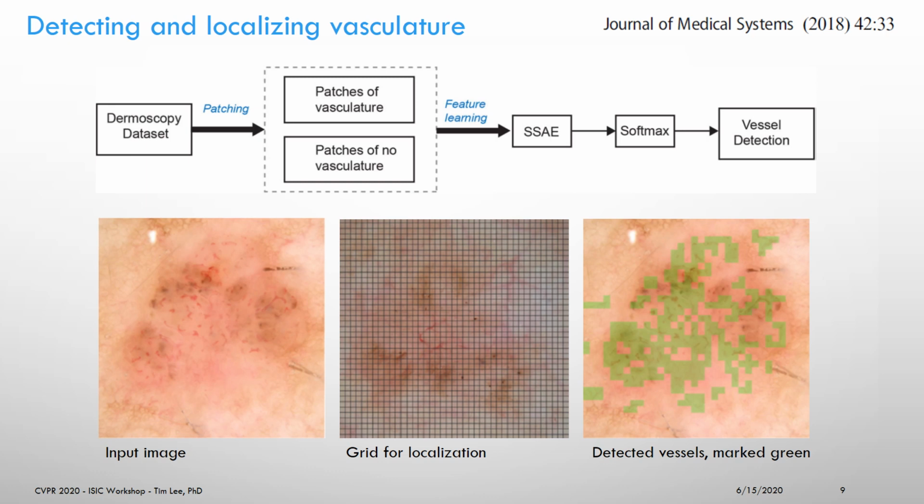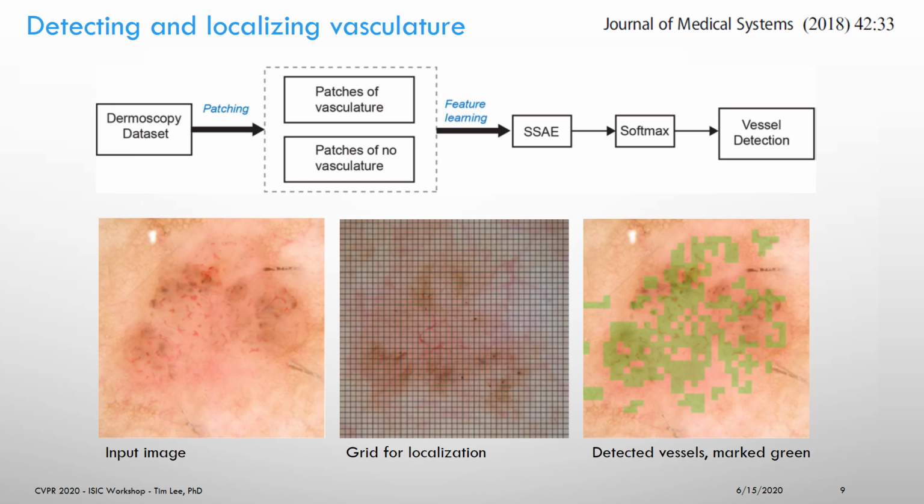However, visualizing features is an implicit method to understand what the network does. Our SSAE network actually can also localize the vessel so that doctors could examine the location.